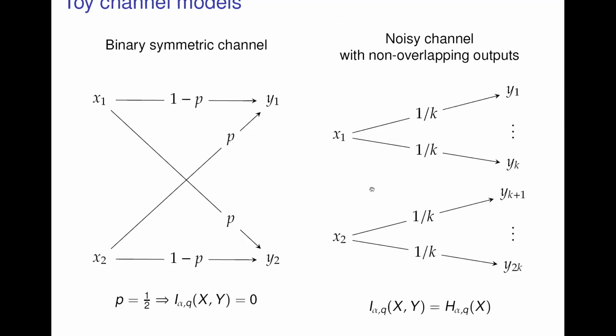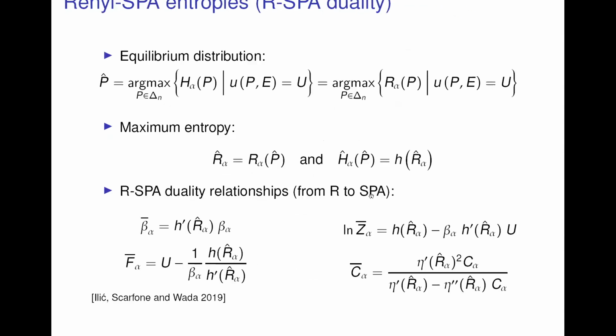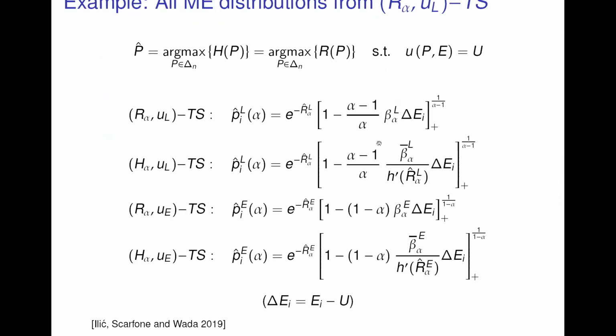Let me show. Maybe this graph might be good. Let us see this one. I'm showing the first line, Rényi thermostatistics, and this is the so-called q-Gaussian distribution. In the case of alpha equals 1, it will reduce to the standard exponential.